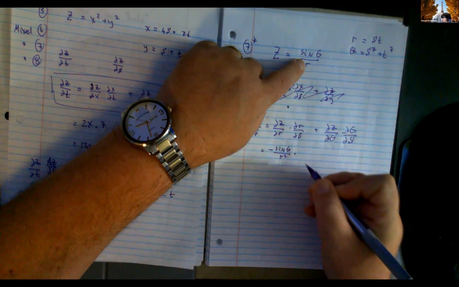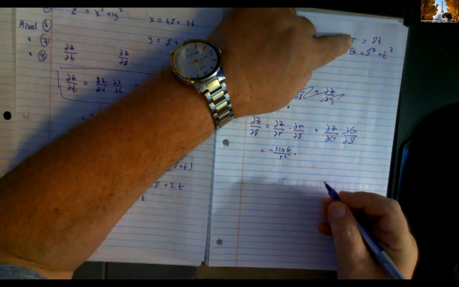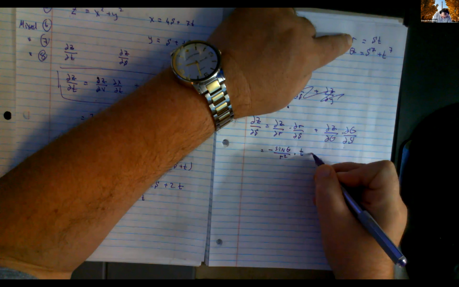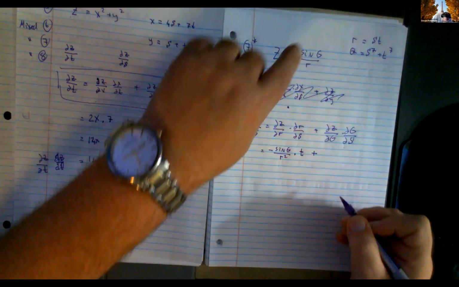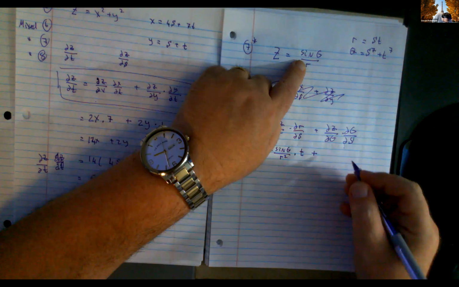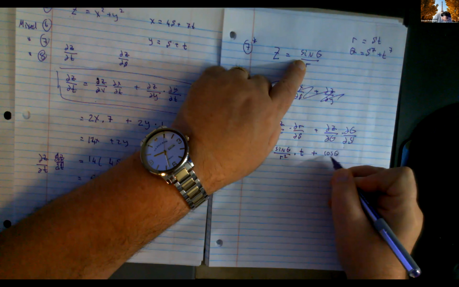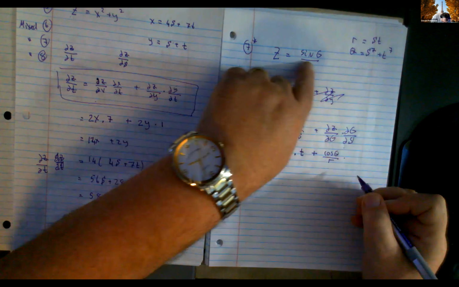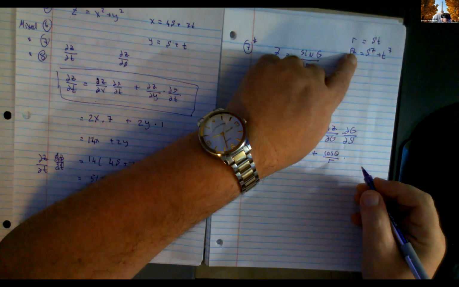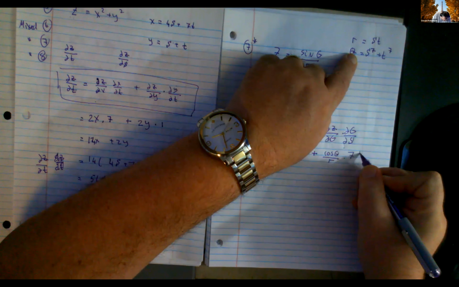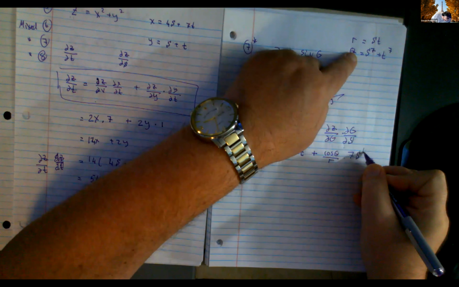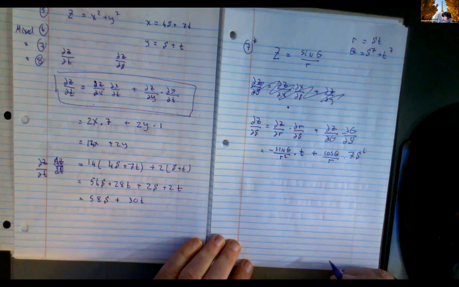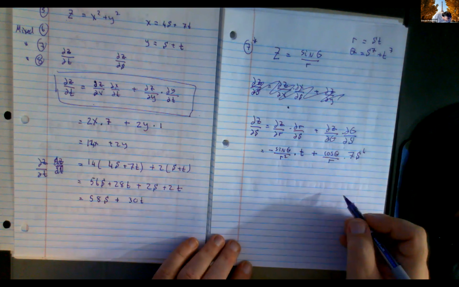If you differentiate r with respect to s, you get t. Plus, if you differentiate z with respect to theta, you get cosine theta over r. And if you differentiate theta with respect to s, you get 7s to the 6. And there's really nothing much you can do to make that pretty.